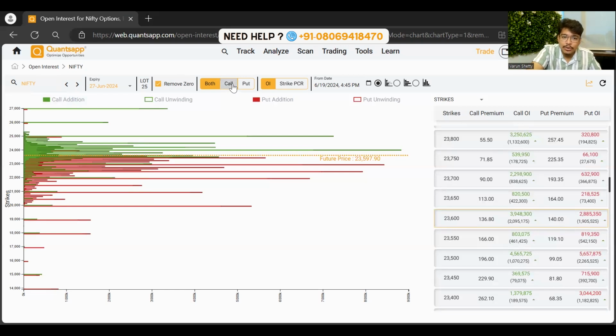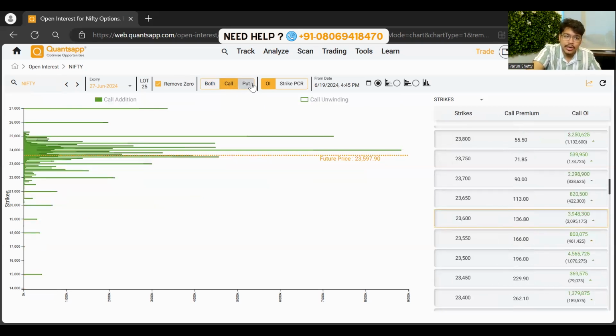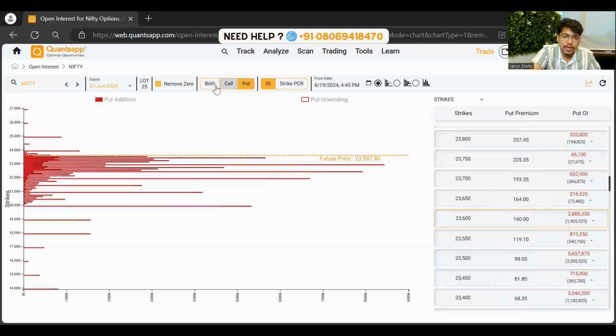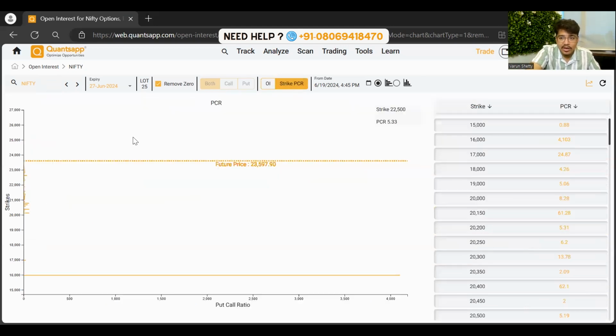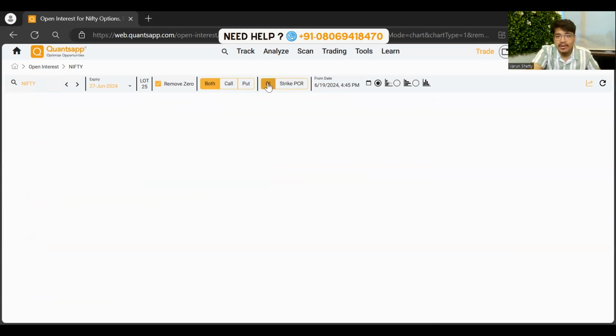Okay, you can just look at call open interest. You can just look at put open interest. You can look at both as well. You can see the strike-wise PCR. I don't find this a lot more useful. Strike-wise PCR no one wants. Right? So strike-wise PCR is still there if you want.